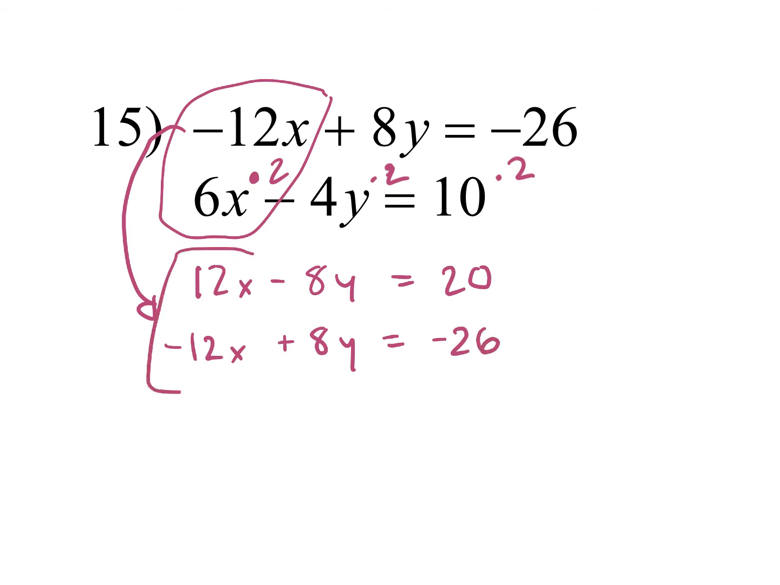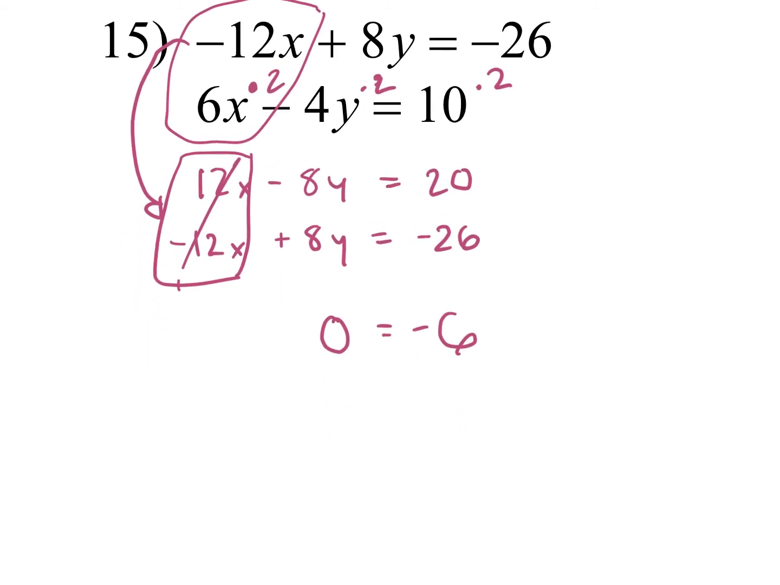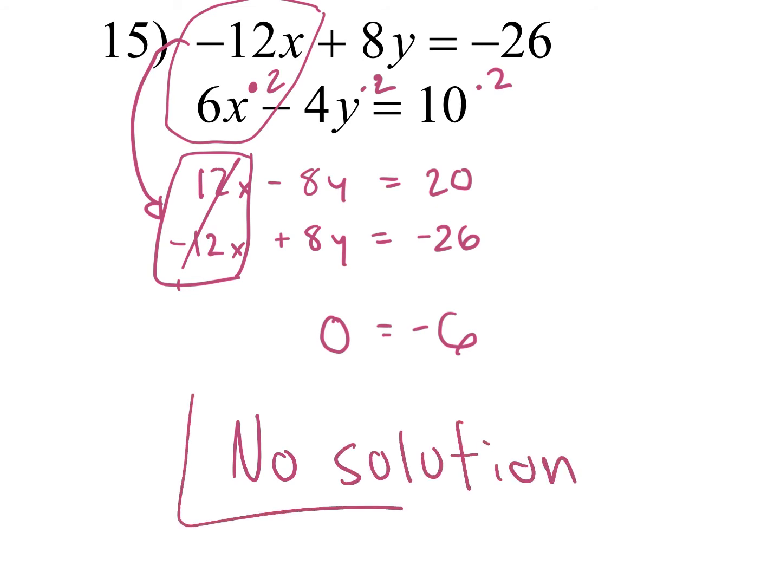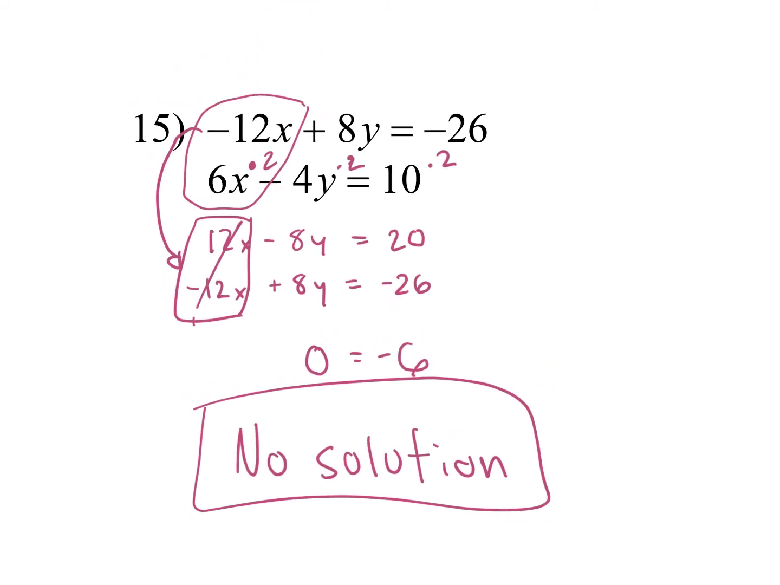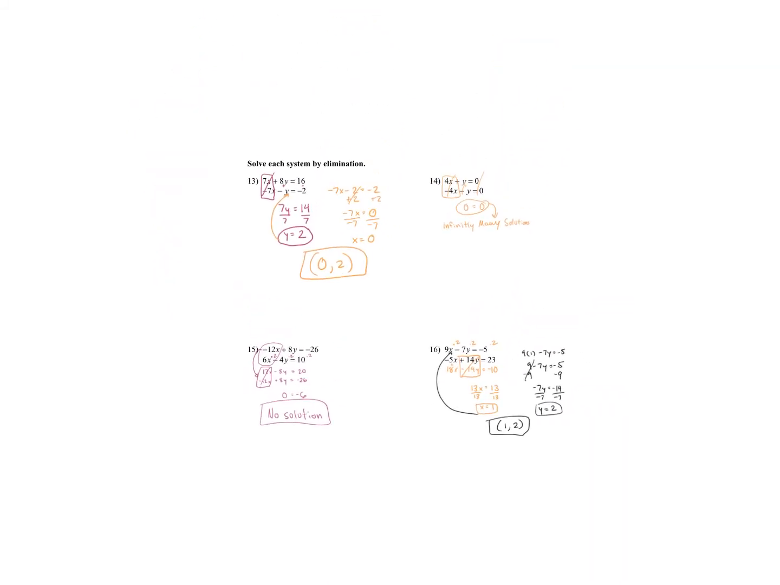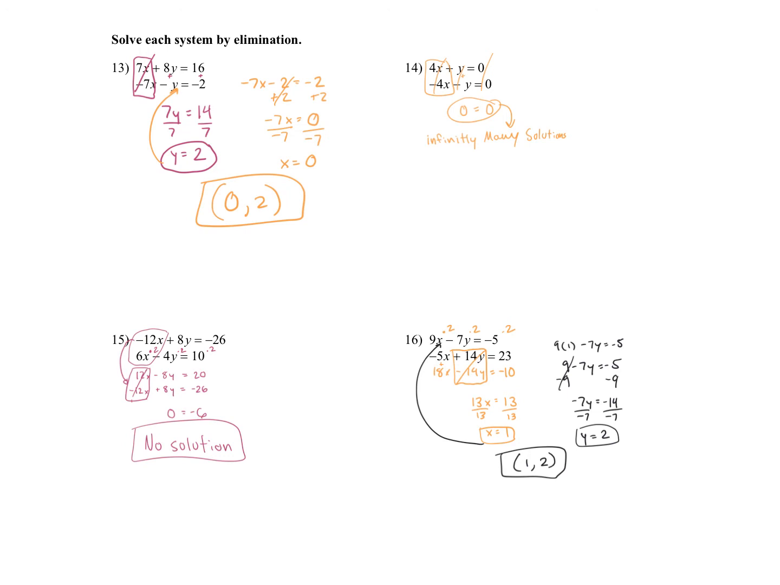Do the x's cancel out now? Yeah. What happens to the y's? They also cancel out. So what am I left with on the left side? 0. What am I left with on the right side? Negative 6. Is 0 equal to negative 6? So what would my answer here be? No solution. And then we did 16 together in class yesterday. Any questions here on elimination?